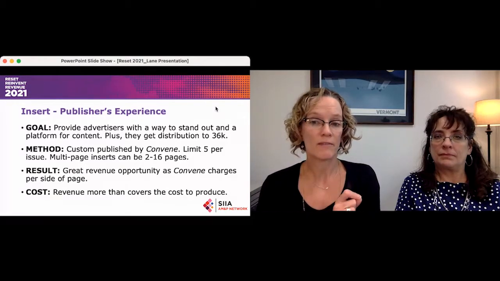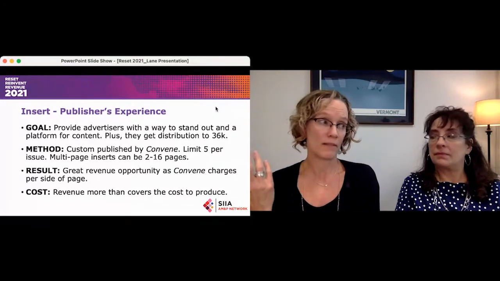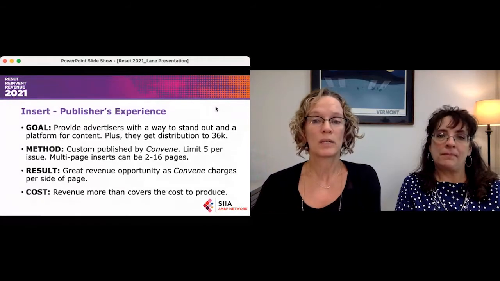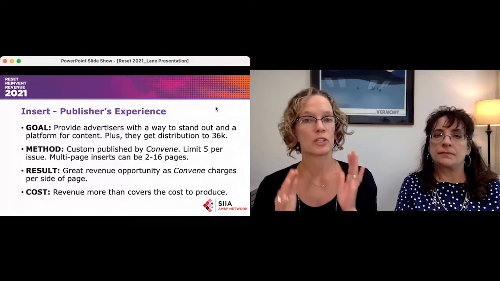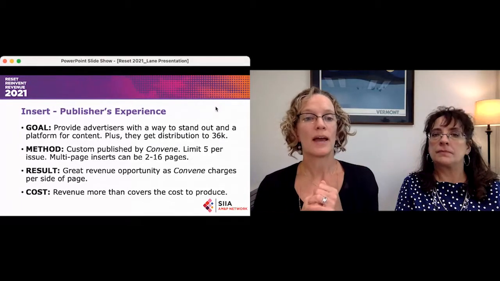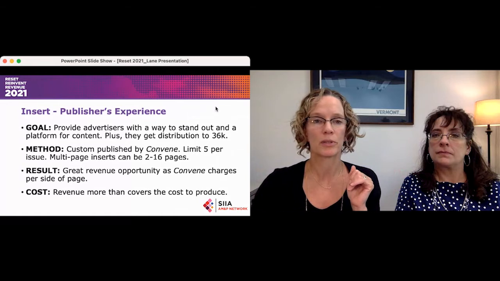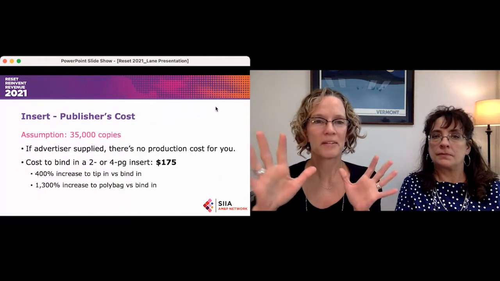They limit 5 to an issue, so they could have an issue with 5 of these in it. Inserts can be 2 to 16 pages. It's a great revenue opportunity for them as they charge per side of page, and the revenue more than covers the cost to produce. Let's talk about amounts here.